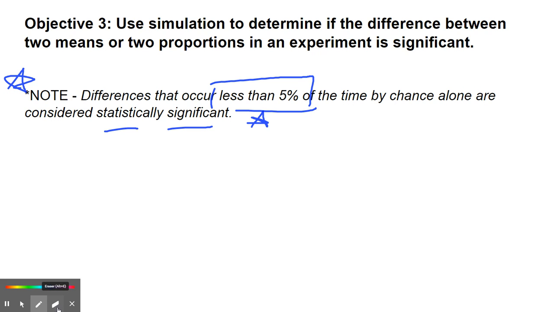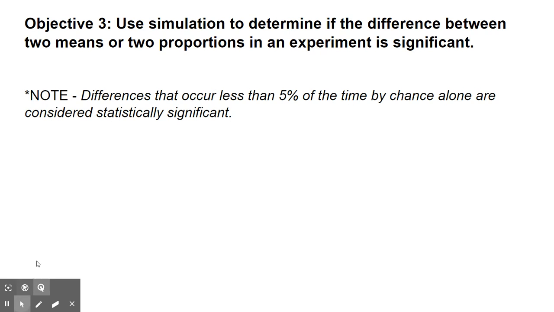Okay, so again, I know it's a hard thing. It's counterintuitive, right? You want it to happen often, then it's significant. Well, no, in this case, we want it not to happen very often. That makes it significant. So it's just backwards thinking.